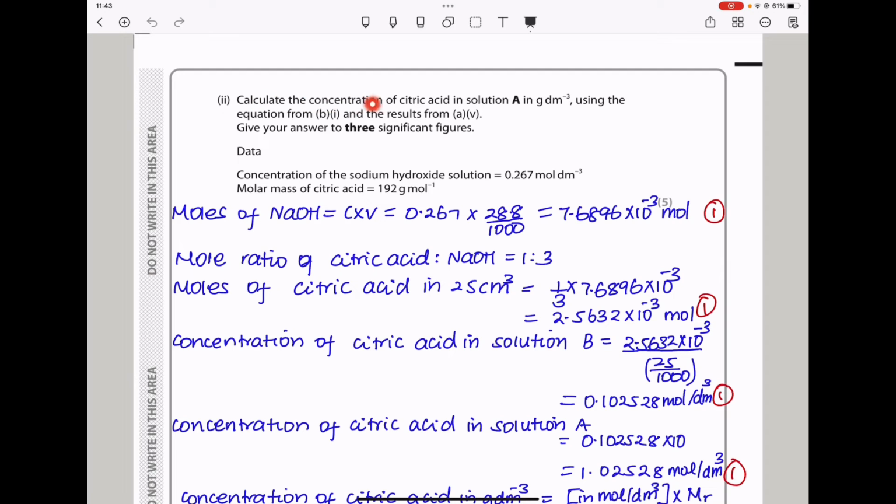Since our aim is to calculate the concentration of citric acid, I used the mole ratio to calculate the moles of citric acid. So the ratio is 1:3, meaning the moles of citric acid in 25 are going to be 1/3 times the moles of sodium hydroxide, which gave me that.